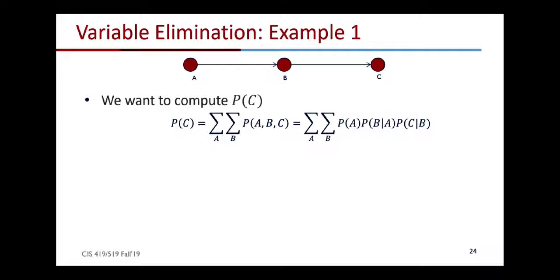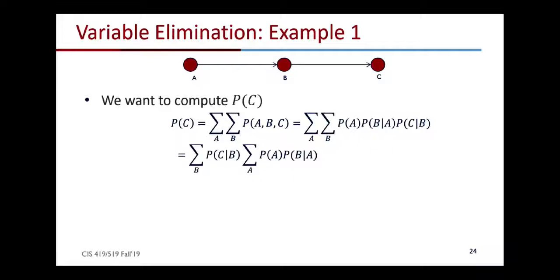What is P of ABC? Given this structure, P of ABC is P of A times P of B given A times P of C given B, right? Which is what I've written here. Okay? Now, I can always change the order here. Doesn't matter whether it's sum over A first and sum over B later. So I'm going to do this.